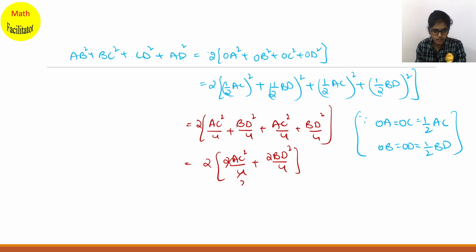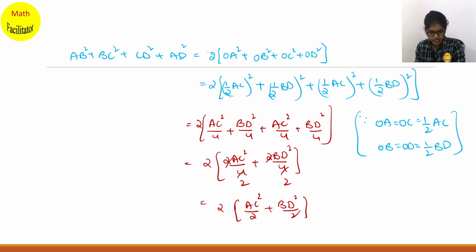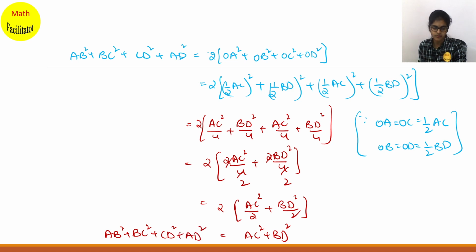Here 1 2 and 1 2 get cancelled. So you have again 2 times AC square by 2 plus BD square by 2. If you distribute, what will you get? 2 and 2 get cancelled. You will get AC square plus BD square. Now what is AC square plus BD square? AB square plus BC square plus CD square plus AD square. That means the sum of the squares of all sides is equal to the sum of the squares of the diagonals.